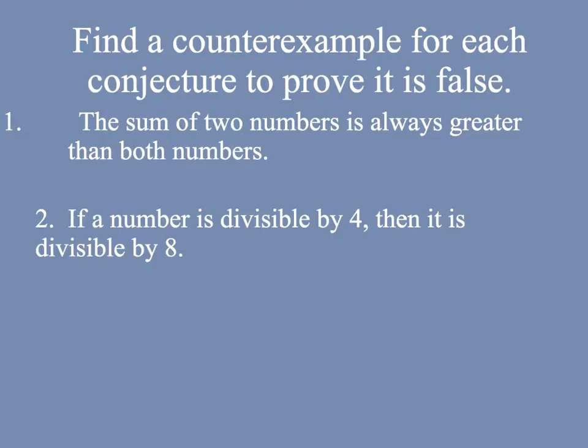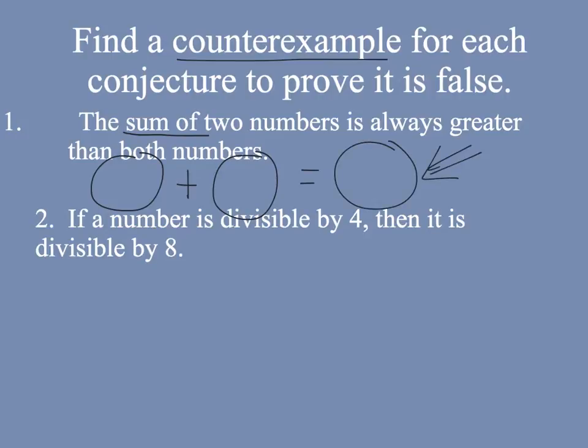Okay, for the next one it says find a counterexample. So you're trying to prove the statement's false. If you find one thing that makes it false, then the whole conjecture is false. So the sum, meaning add, of 2 numbers is always greater than both numbers. So we're trying to find that this number is actually going to be less than both of these. When you're trying to work with these numbers, I suggest using 0, negatives, fractions. Those are always types of things that help with counterexamples.